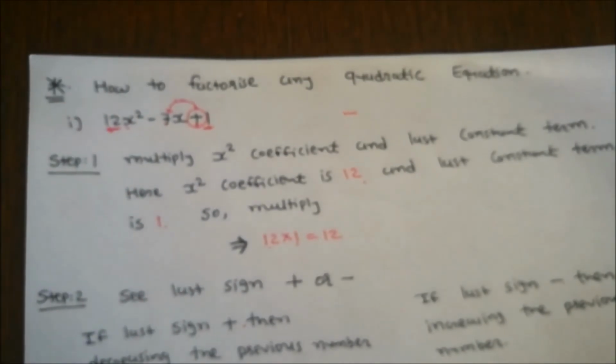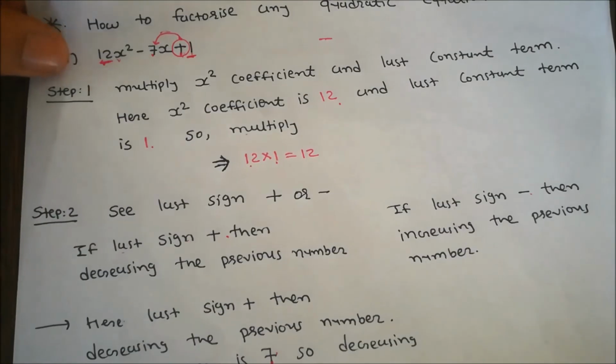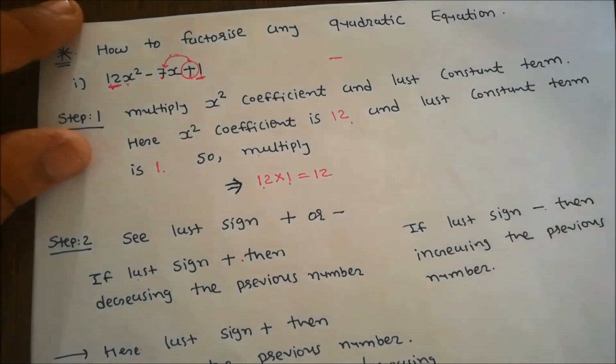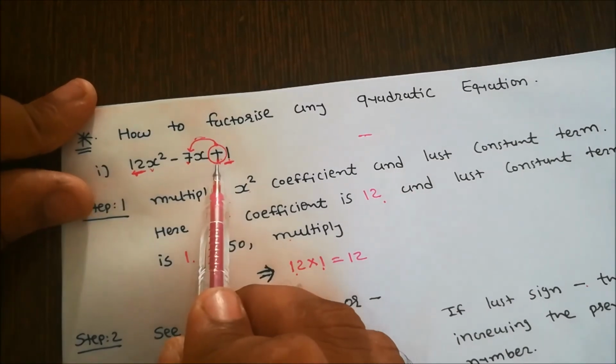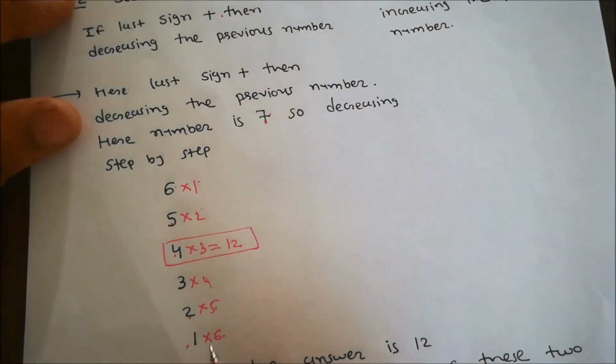Again I repeat. In the first step, multiply the x² coefficient and the last constant term. Here the x² coefficient is 12 and the last constant term is 1, so 12 into 1 is equal to 12. In step number 2, see the last sign. Here the last sign is positive, that's why we decrease the previous number. So start with 6: 6, 5, 4, 3, 2, 1.